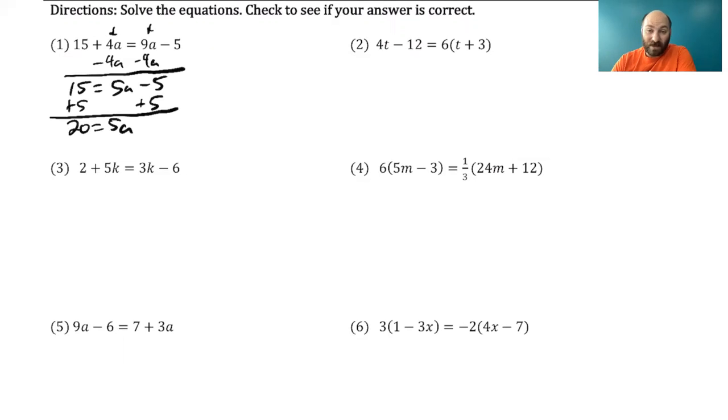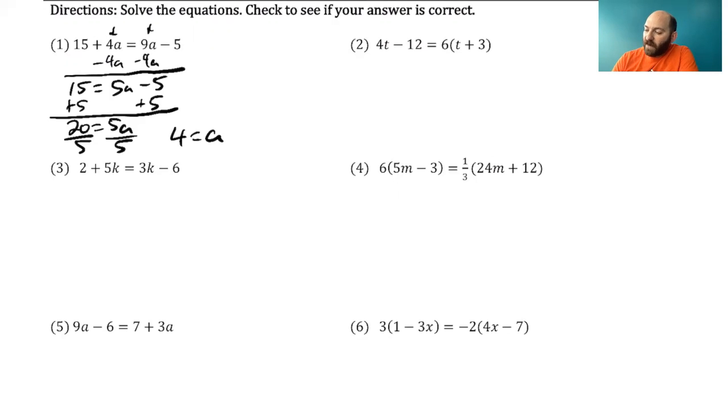You might do this as a single step instead of taking it two times like this, but I'm just showing you all of my steps. Finally, I'm going to divide by 5 so that I get a is equal to 4. I kind of switched the order. I guess officially I did 4 is equal to a, but it's the same thing if I go the other way.